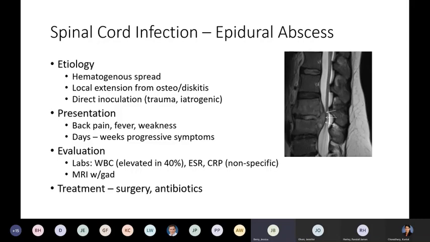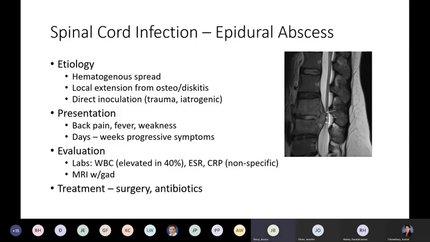Epidural abscess is more commonly seen, and that can occur by hematogenous spread, by local extension from osteomyelitis or discitis, or from direct inoculation, either via trauma or iatrogenic related to a surgical procedure. Typically the presentation will be back pain, fever, and weakness. The majority of patients do not have all three symptoms. Weakness, when it occurs, will typically be in the legs, and weakness is bilateral in about half of cases.